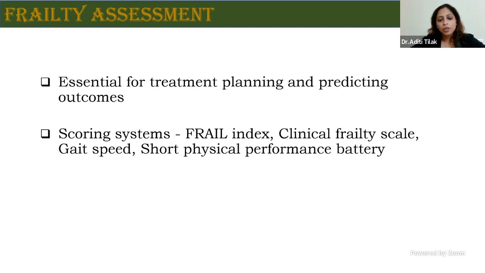It is often seen that frailty is overlapping with the geriatric population in the general population. However, cancer is one condition where even a young patient who has been through the ravages of the disease and the treatment really seem to be extremely frail. There are many scoring systems like the Frail Index, Clinical Frailty Score, Gait Speed, all of which take into account what is the level of physical activity that this patient is doing, what is their muscle mass like, and they calculate objectively the frailty of the patient.